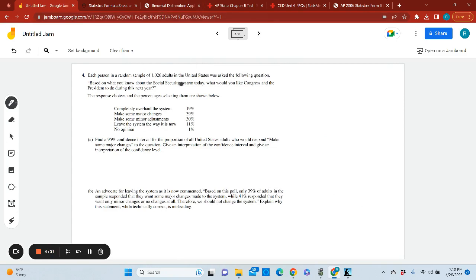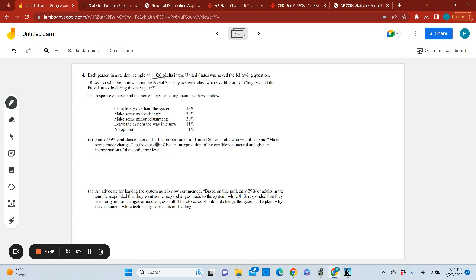This says each person in a random sample of 1,026 adults in the United States was asked the following question. Based on what you know about the Social Security system today, what would you like Congress and the president to do during the next year? And the response choices and their percentages are shown below. Completely overhaul the system, 19%. Make some major changes, 39%. Make some minor adjustments, 30%. Leave the system the way it is, 11%, and no opinion, 1%.